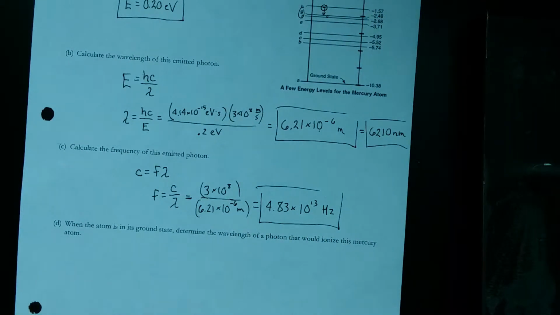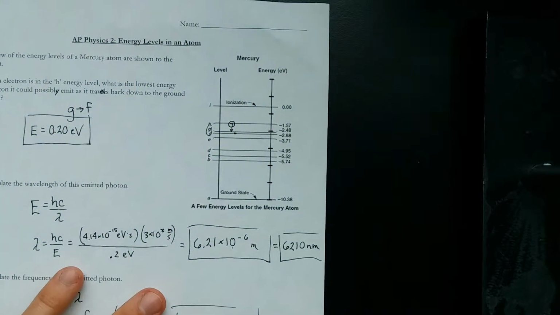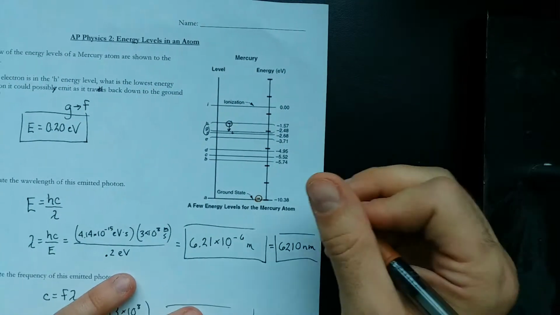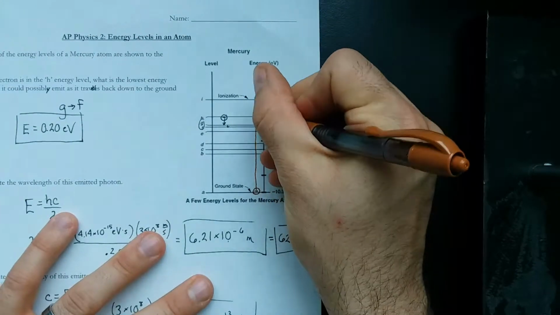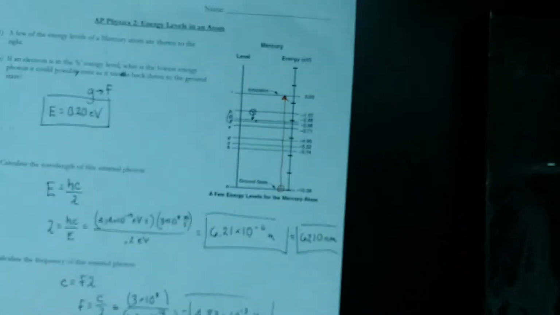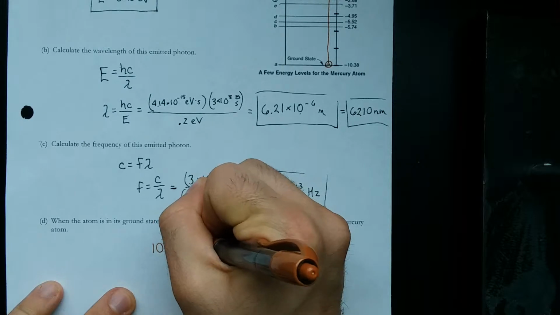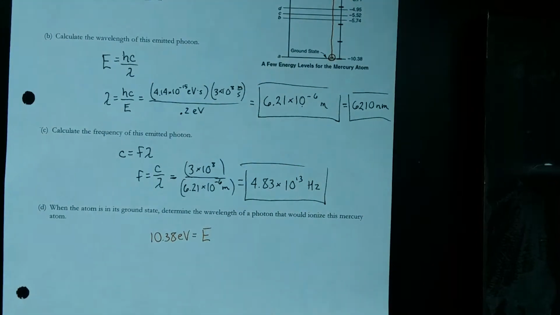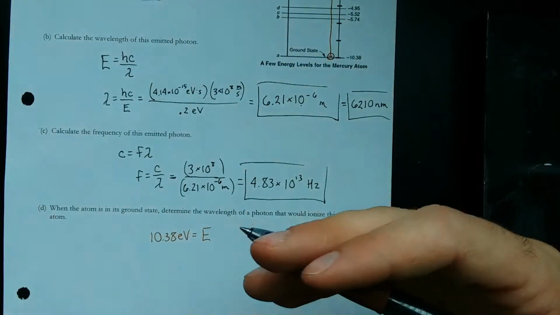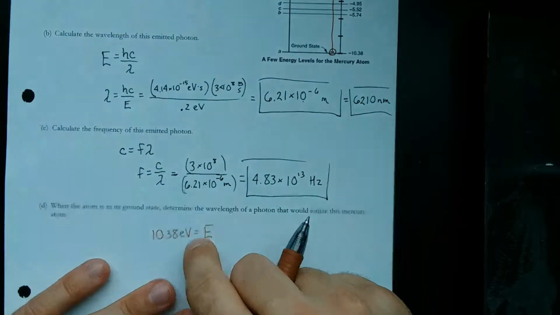When the atom is in the ground state, determine the wavelength of a photon that would ionize this mercury atom. So now we've got an electron right here in the ground state, and we want to send this out. So it needs to go to ionization, and that means we need to take in 10.38 electron volts. That has to be the photon that's going to do that. Anything more would also work. So really, I should say the minimum energy, or the largest wavelength photon that would work.